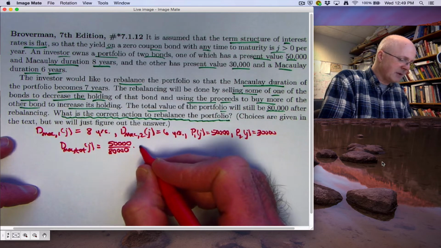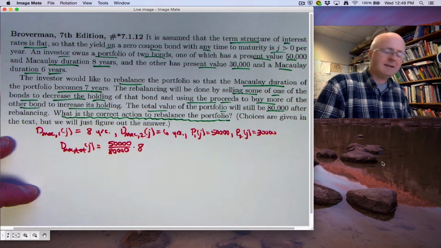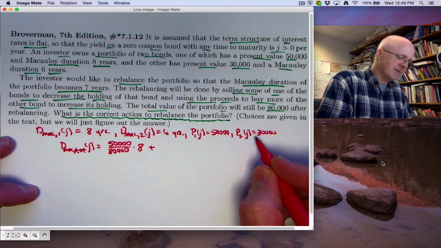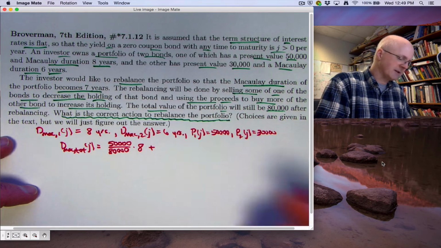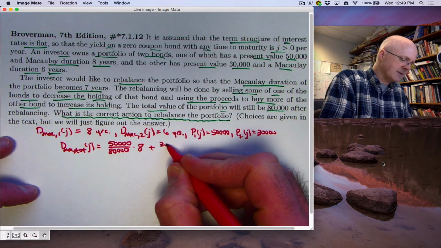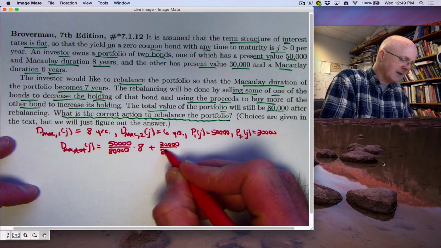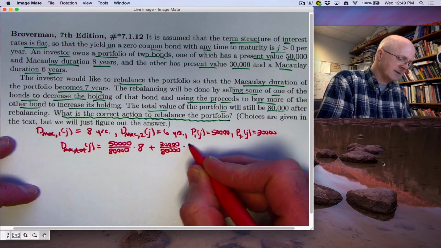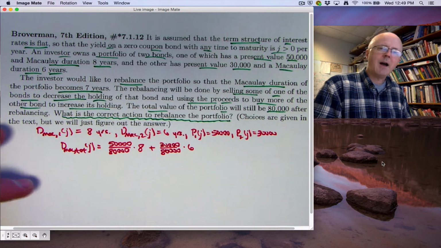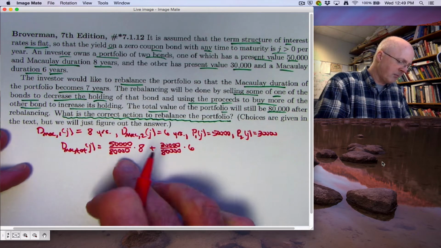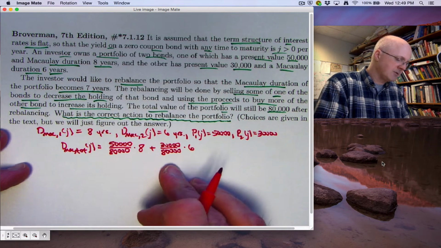That's going to get multiplied by the Macaulay duration of the first bond, 8. And then add the ratio of the present value of the second bond with respect to the total present value of both bonds combined for the portfolio, 30,000 divided by 80,000, and multiply that times the duration of the second bond, 6. Okay? I hope that makes intuitive sense. This is a weighted average, you could say, where the coefficients, the weights, do in fact add up to 1.